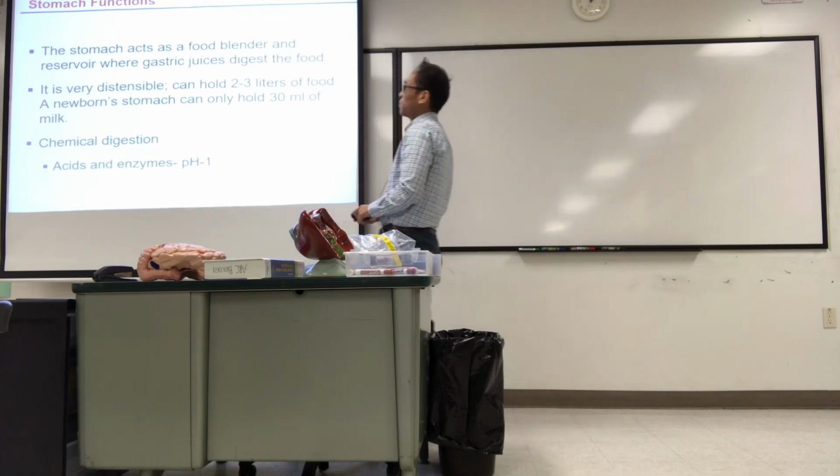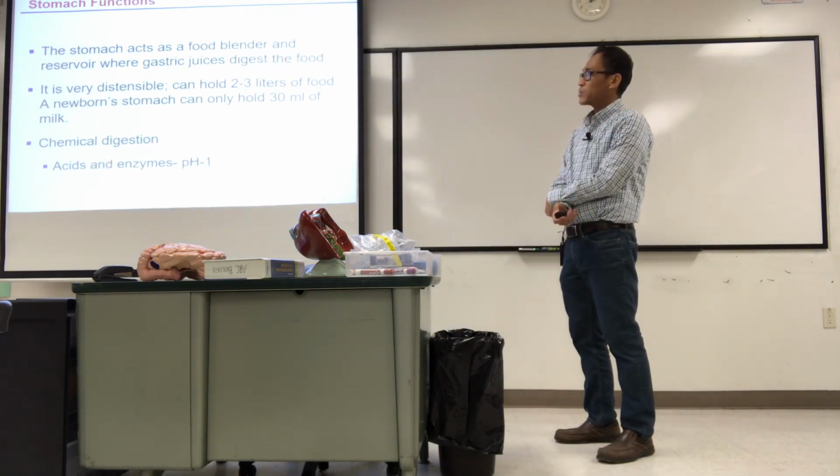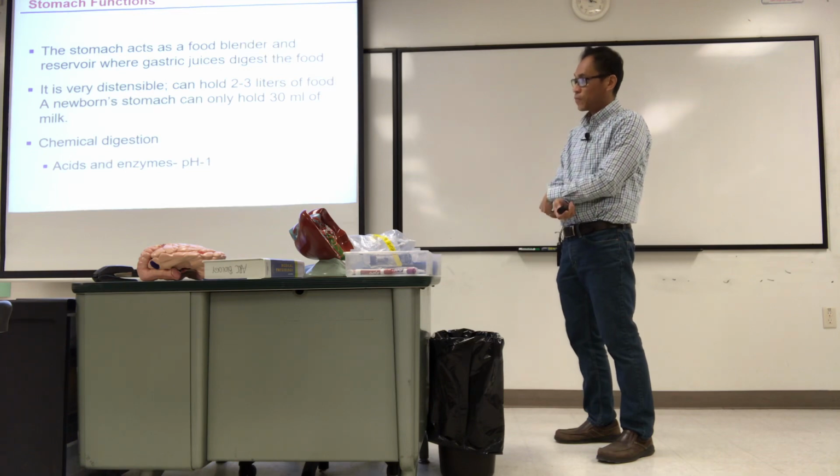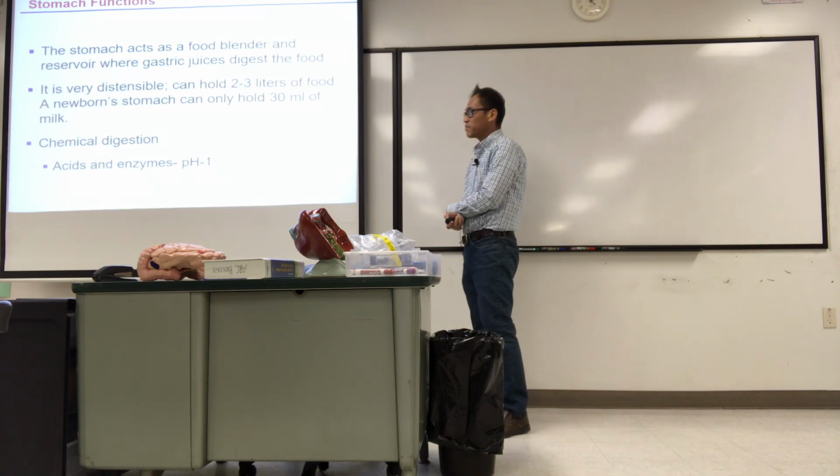Stomach, it acts as a food blender. It actually grinds the food very slowly. It's a reservoir where gastric juices can digest the food. It's very distensible. In other words, you can stretch it out. You can hold 2 to 3 liters of food. Contrast that to a newborn stomach, which only holds about 30 mLs of milk.